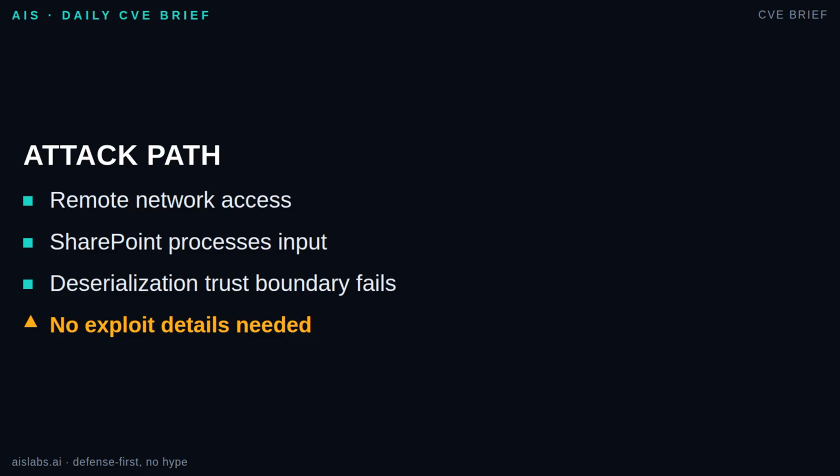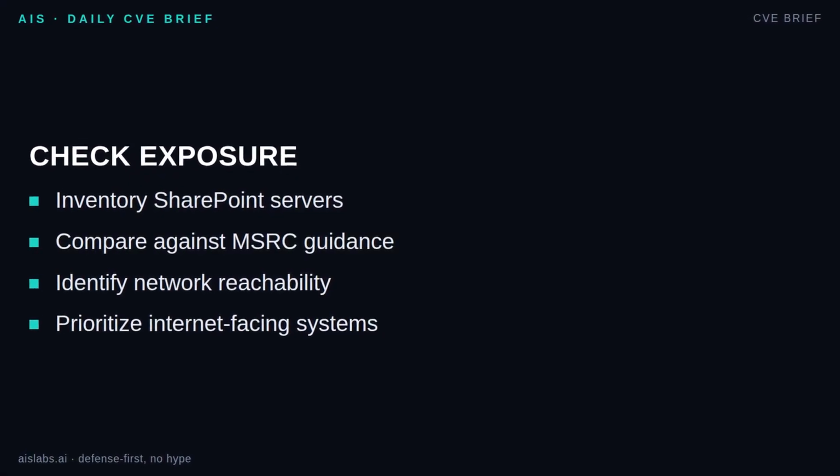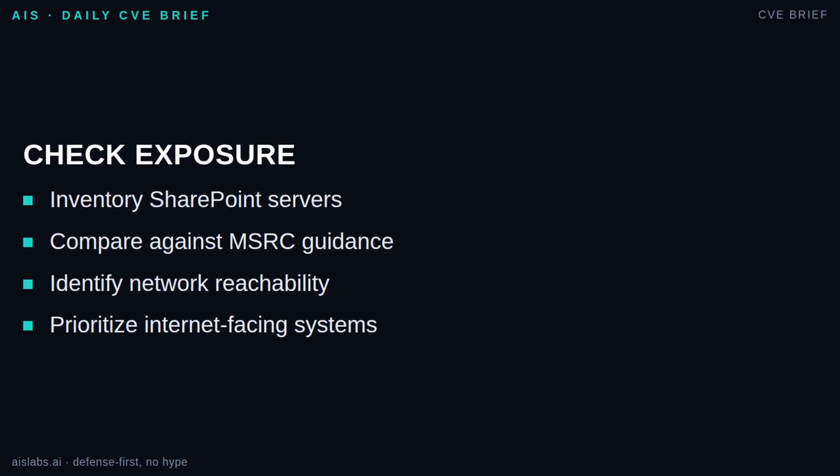We are not going into payloads, endpoints, or proof-of-concept steps. The defensive takeaway is enough. If a vulnerable SharePoint server can be reached over the network, an unauthorized attacker may have a path to code execution. To check exposure, start with inventory, not assumptions. Identify every Microsoft SharePoint Server instance you operate, including production, staging, disaster recovery, and older systems that may still be reachable internally. Then compare those systems against the official Microsoft advisory for CVE-2026-58644 to confirm exact affected versions and remediation requirements.